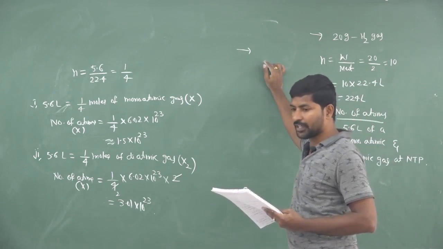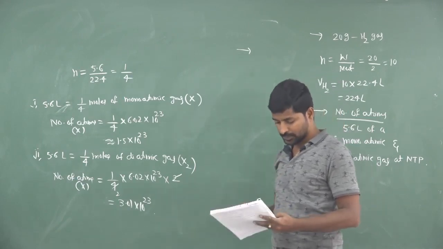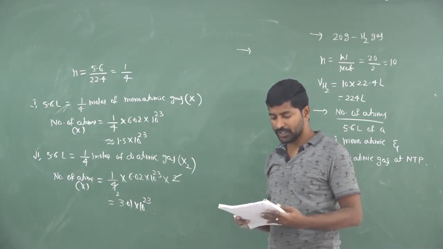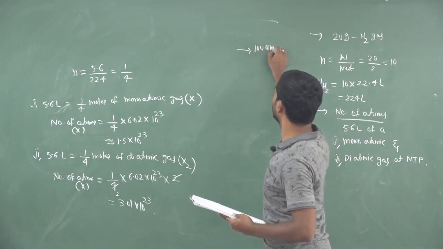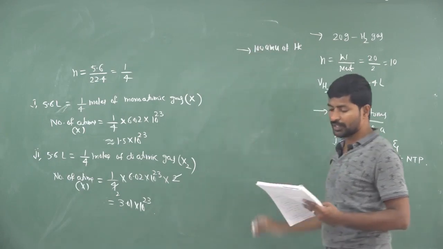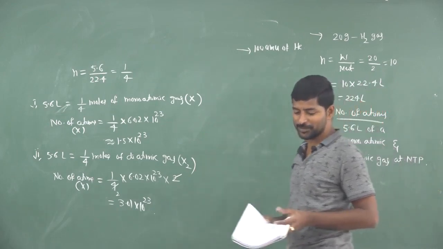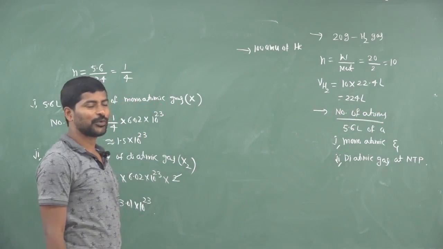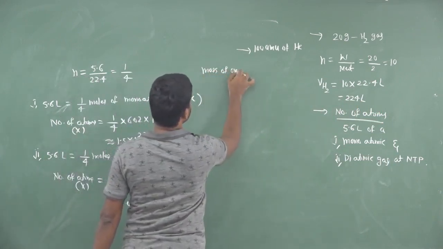Next one. How many atoms are there in 100 atomic mass units of helium? First, what is the mass of one helium atom?